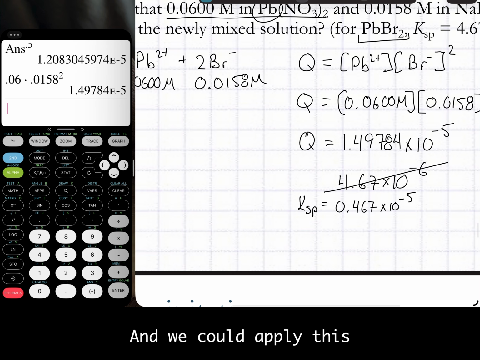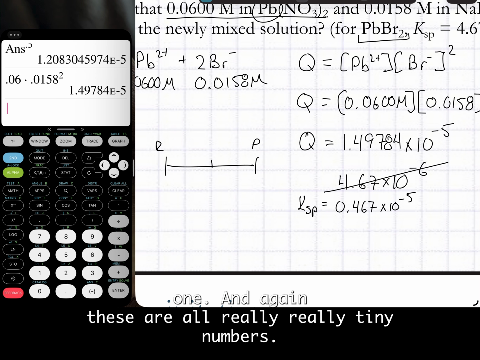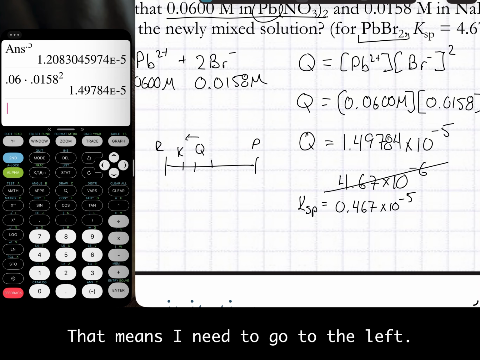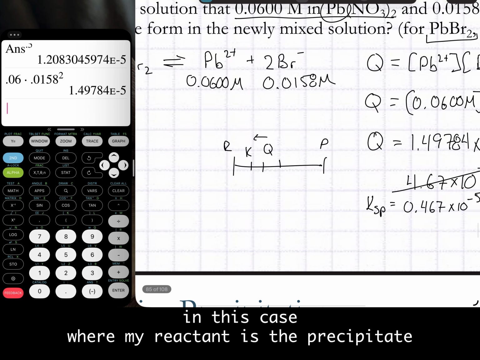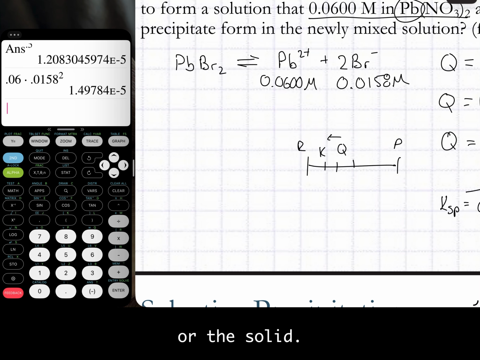And we could apply this number line idea, reactants, products, 1. And again, these are all really, really tiny numbers. So KSP is here, Q is larger. So if that's Q, this is K. That means I need to go to the left. And my reactant in this case is the precipitate or the solid.